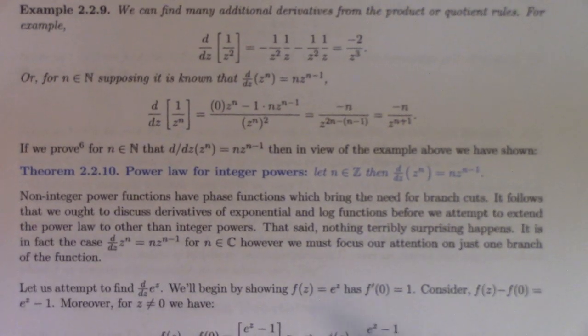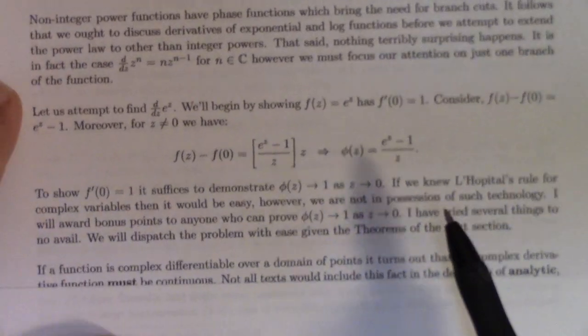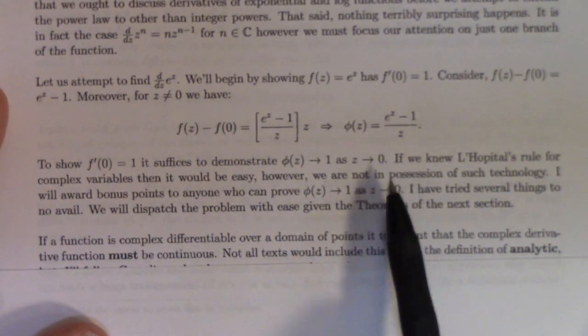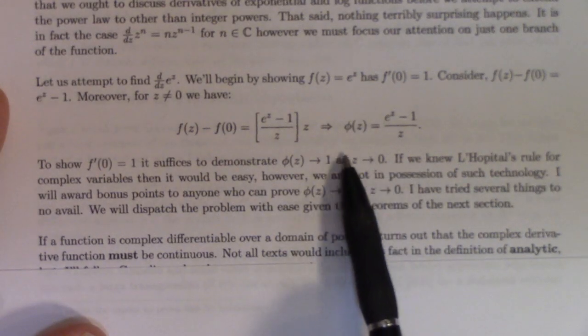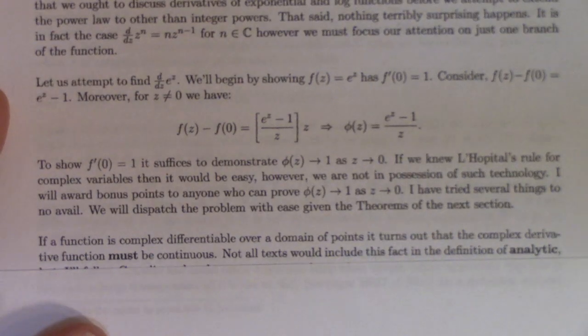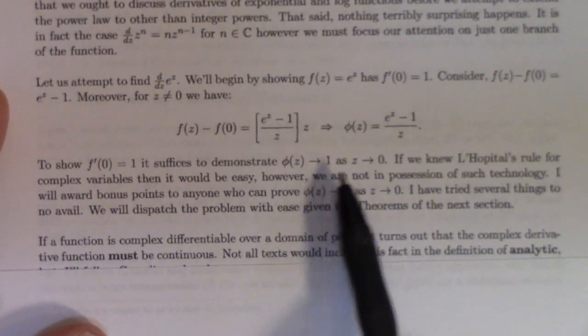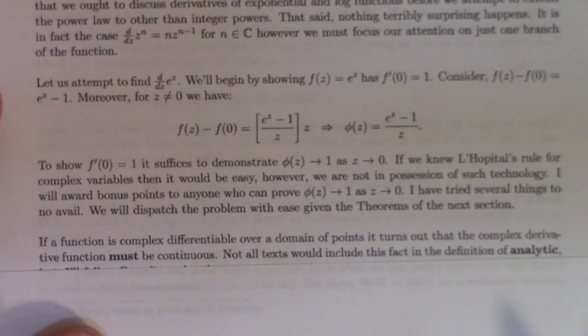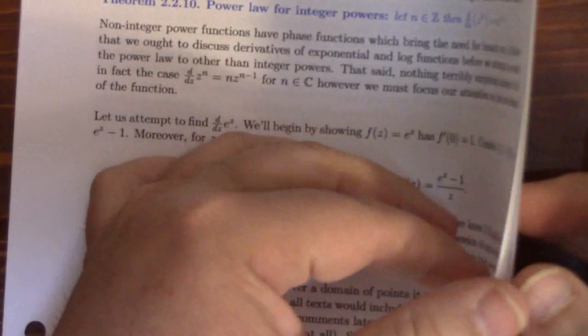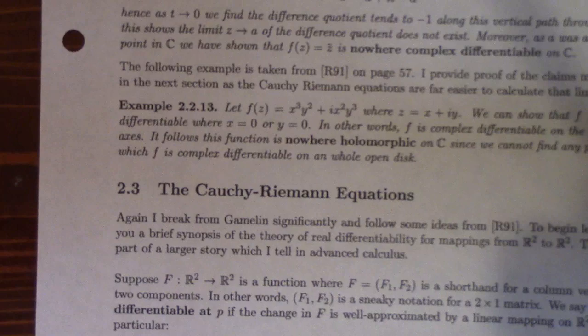All right, and as I told you guys in class, this is a tough one. Because I don't know how to show the limit as z goes to 0 of phi of z is anything. If I could show its limit is 1, we'd be done, but that's not something we know yet. And anyway, I think that is pretty much it.